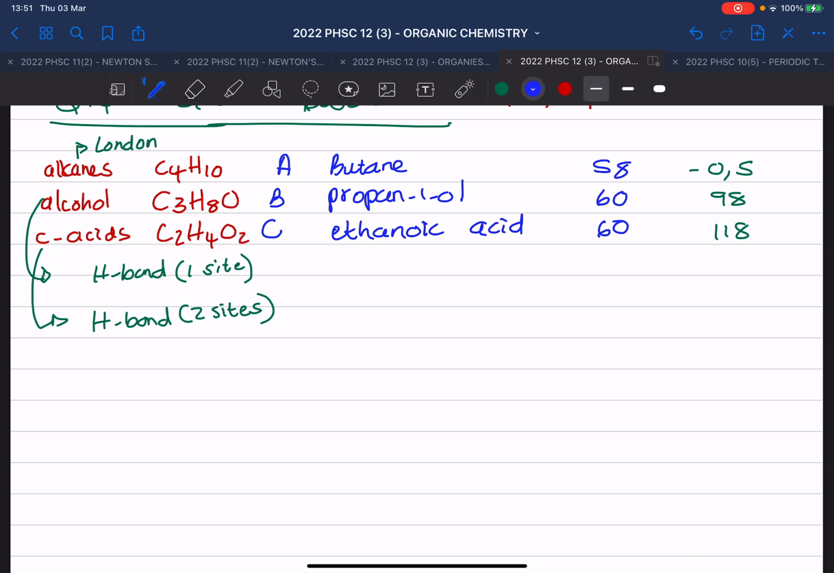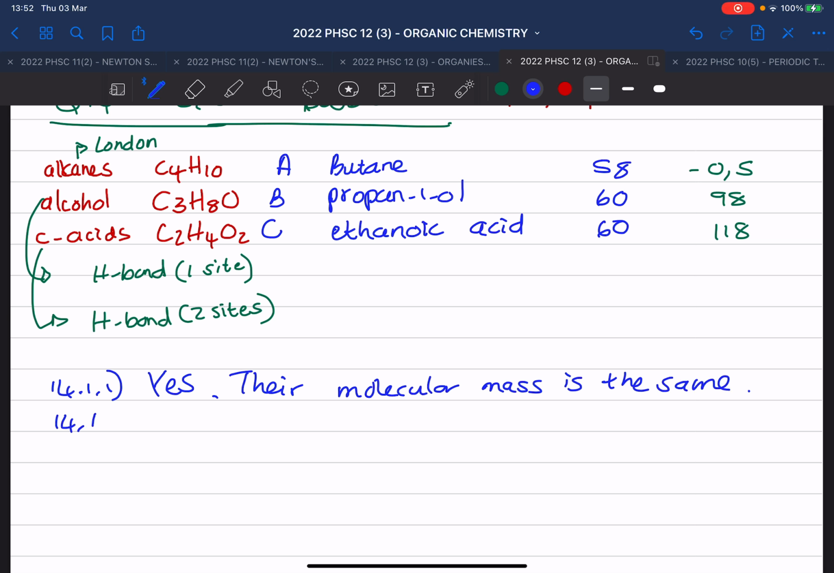Okay. So we just saw 14.1.1. We say yes, it is a fair comparison. Why? Because their masses are the same. Yes, their molecular mass is the same.